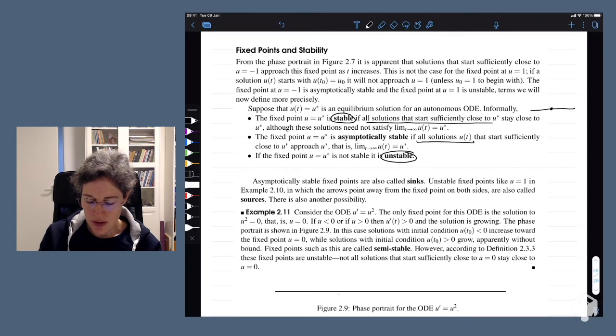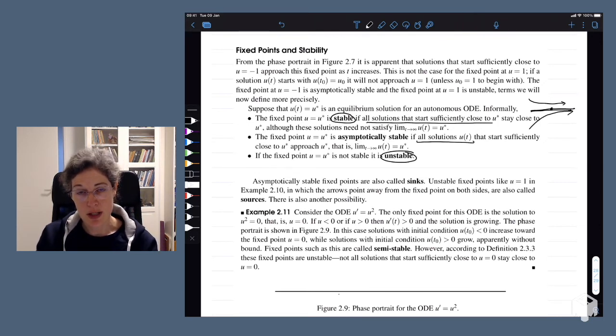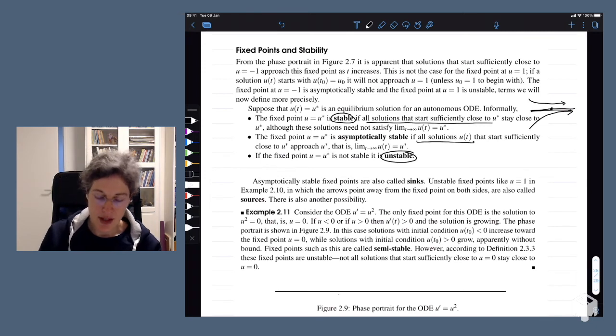Let's do t like this. If this is your stable solution, it's stable because you might have things like this. But it's asymptotically stable if your solutions actually tend asymptotically to the stable solution itself. If not, so if neither of these holds, then we're unstable.